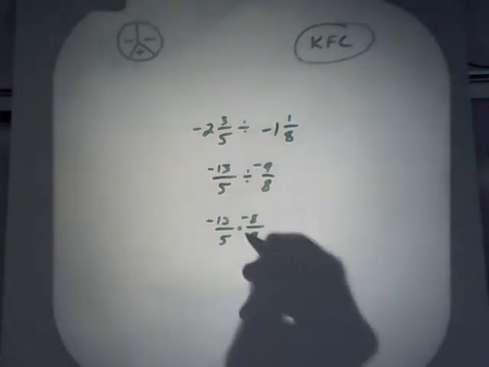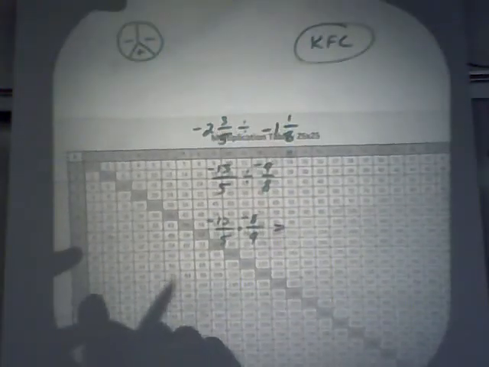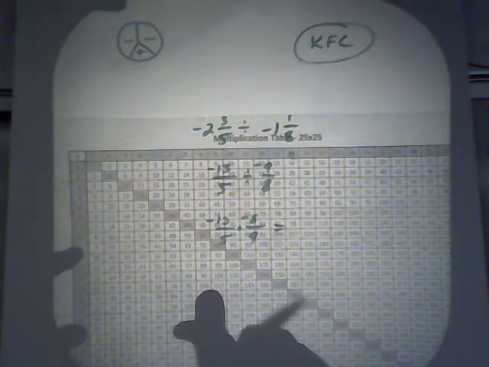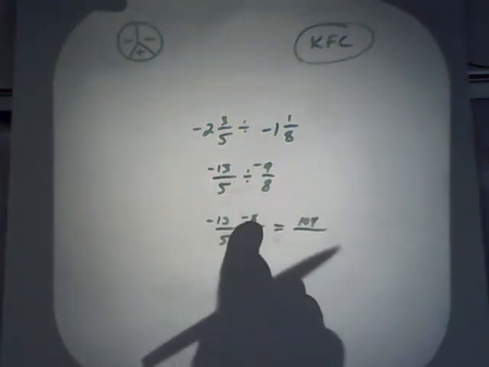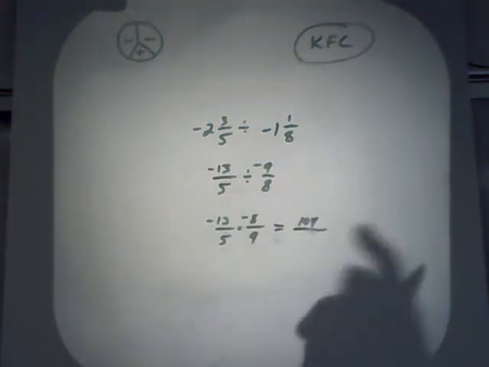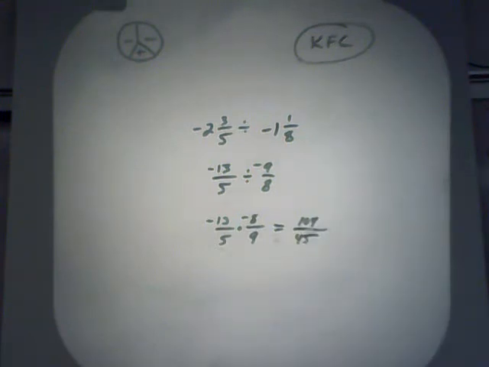All right, can I do any reducing? No. 13 times 8. 13 times 8 is 104, isn't it? And what's a negative times a negative? Positive. 5 times 9 is 45. Can I leave it like that?